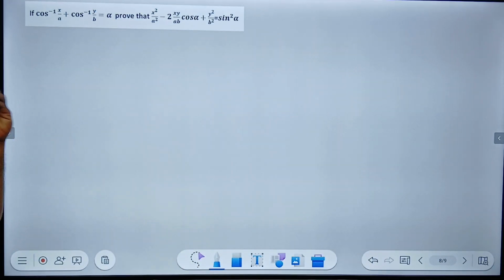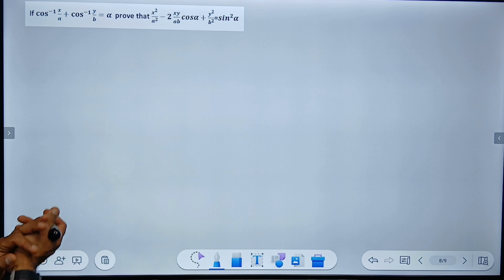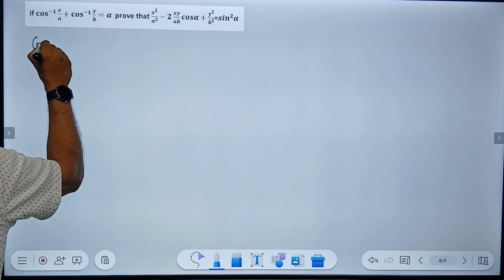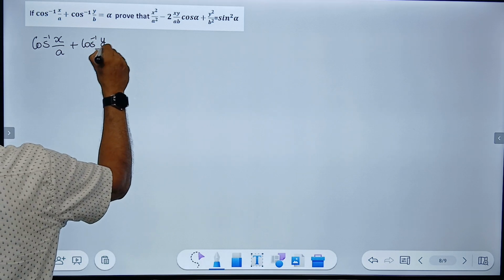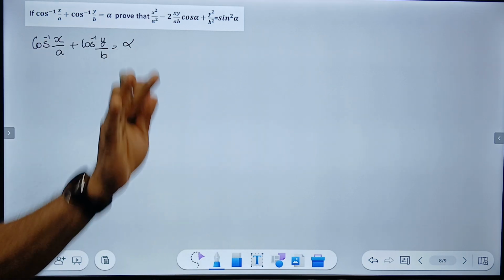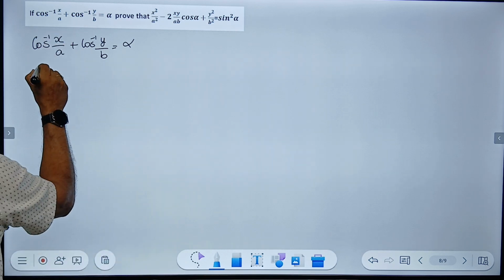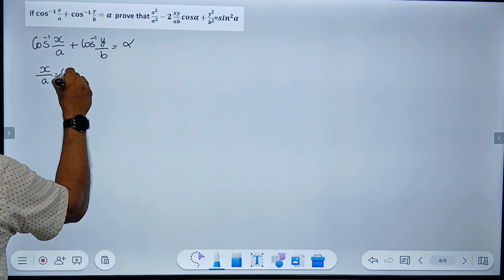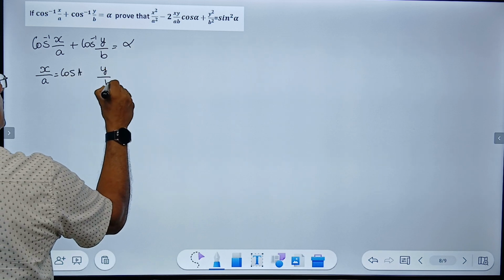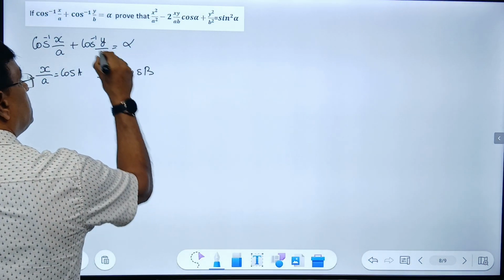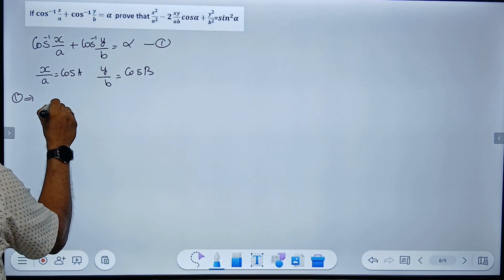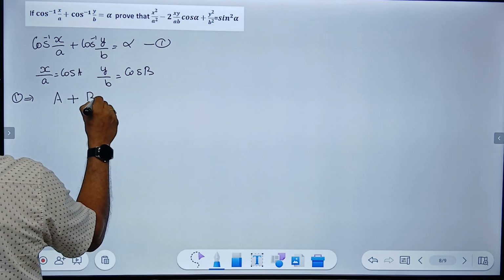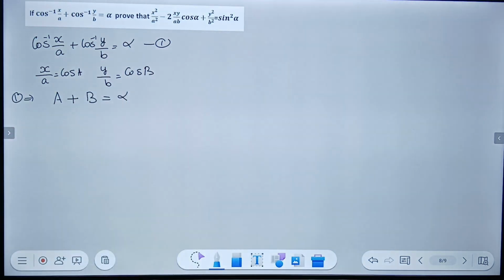This is a very, very lengthy and very important type of question. So let's try to do this problem. Now what is given to me? It's given cos inverse of x by a plus cos inverse of y by b equal to alpha. Now what I will do, as usual, I will take x by a as cos A and I will take y by b as cos B, because everything is in terms of cos. So this will become A plus B equal to alpha.